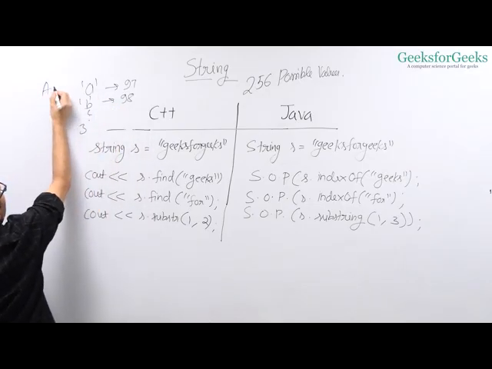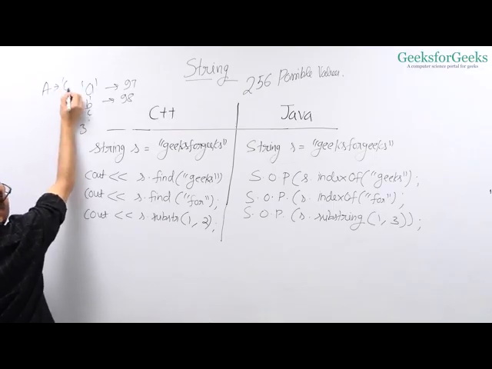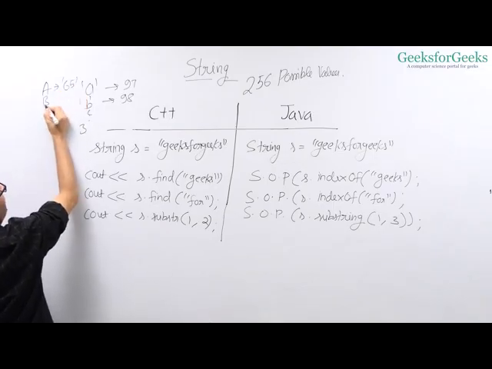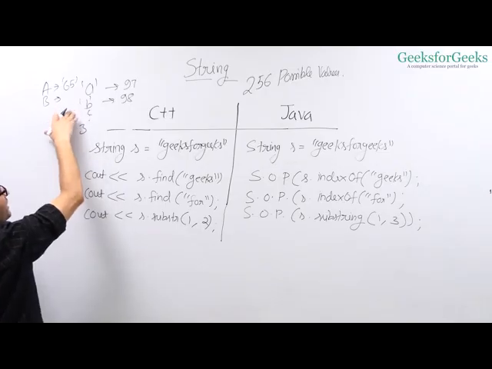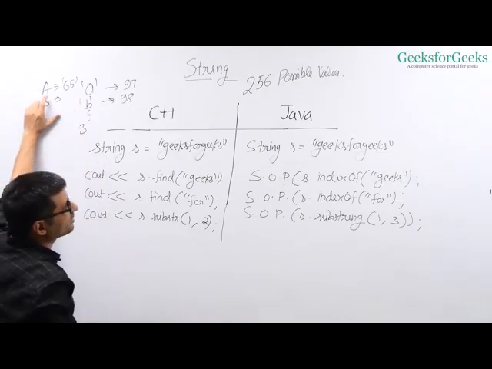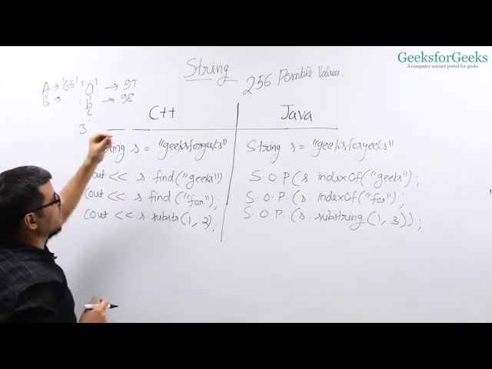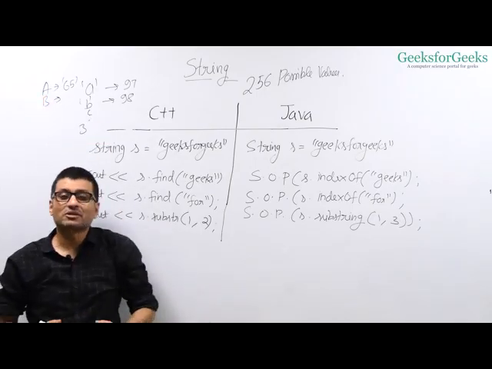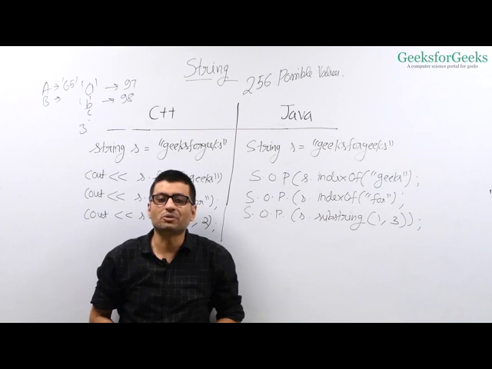Similarly, capital A has value 65. Then capital B has 66, capital C has 67, capital D has 68. So that's how these values are. So with this limited character size, there become many interesting interview questions on a string.